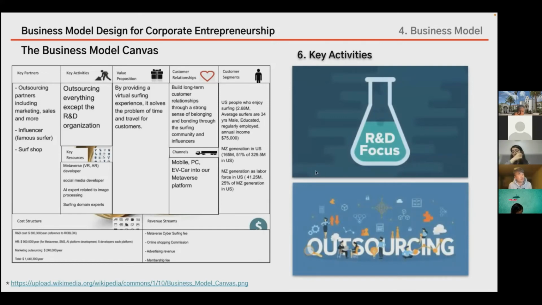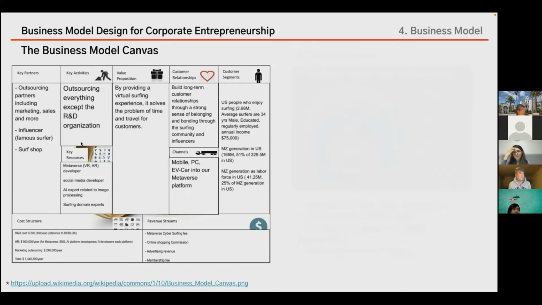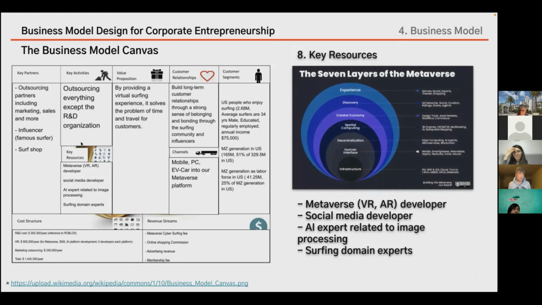So we are focusing on these key activities. Our first key activity is R&D. And other things will be outsourced. Our key partners are outsourcing partners, including marketing and sales and more, and influencer, famous surfer, and the surfer shop. Our key resources is metaverse developer and social media developer and AI expert related to image processing and generation and surfing domain expert.